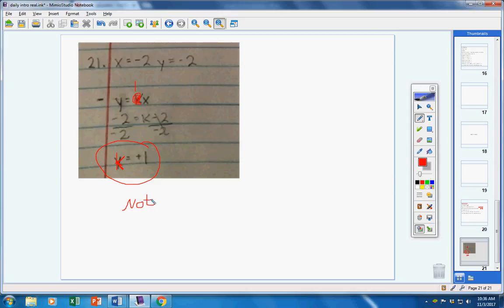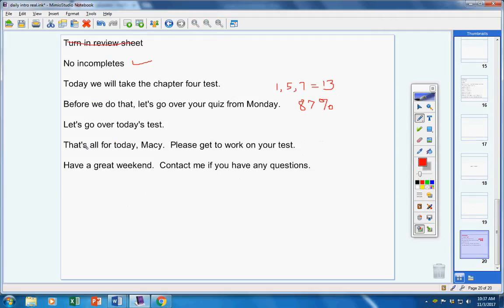You were asked to write a direct variation equation. So this is your answer. Y equals 1x, or if you don't want to put the 1, then y equals x. Okay? So you took it all the way to the end, but you had one more step to go. Okay? Alright, now, let's see.